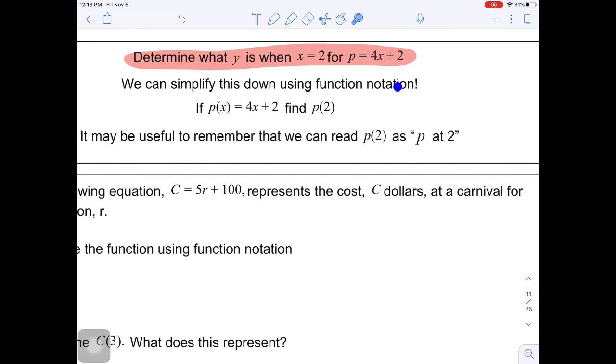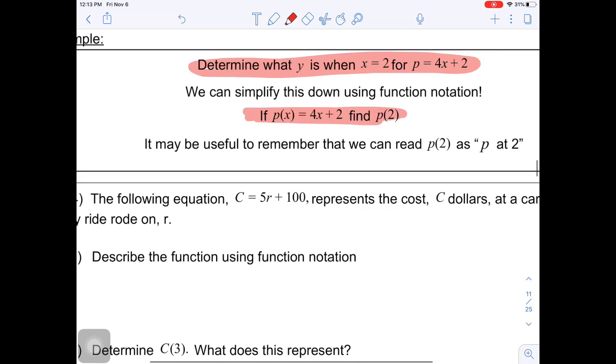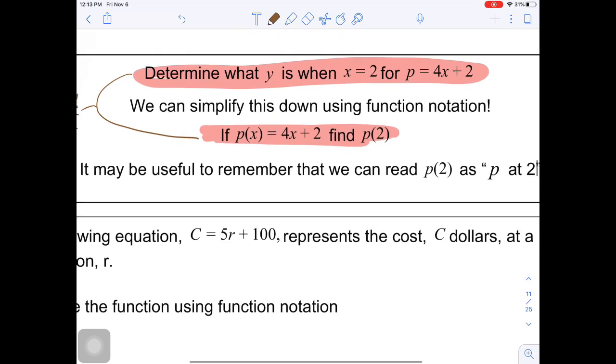Okay, if we use function notation, instead of representing p equals 4x plus 2, we can represent it as p of x. And now this question has been simplified into: if p of x equals 4x plus 2, find p at 2. So these are the same questions.